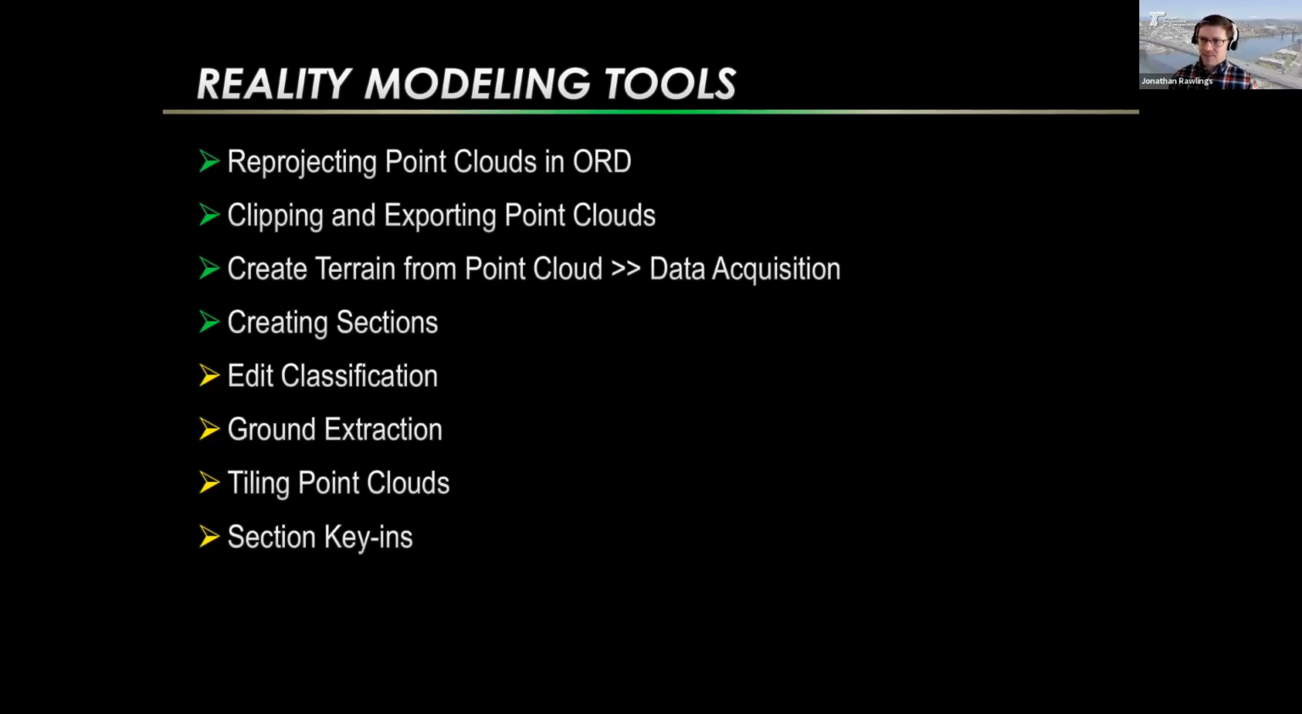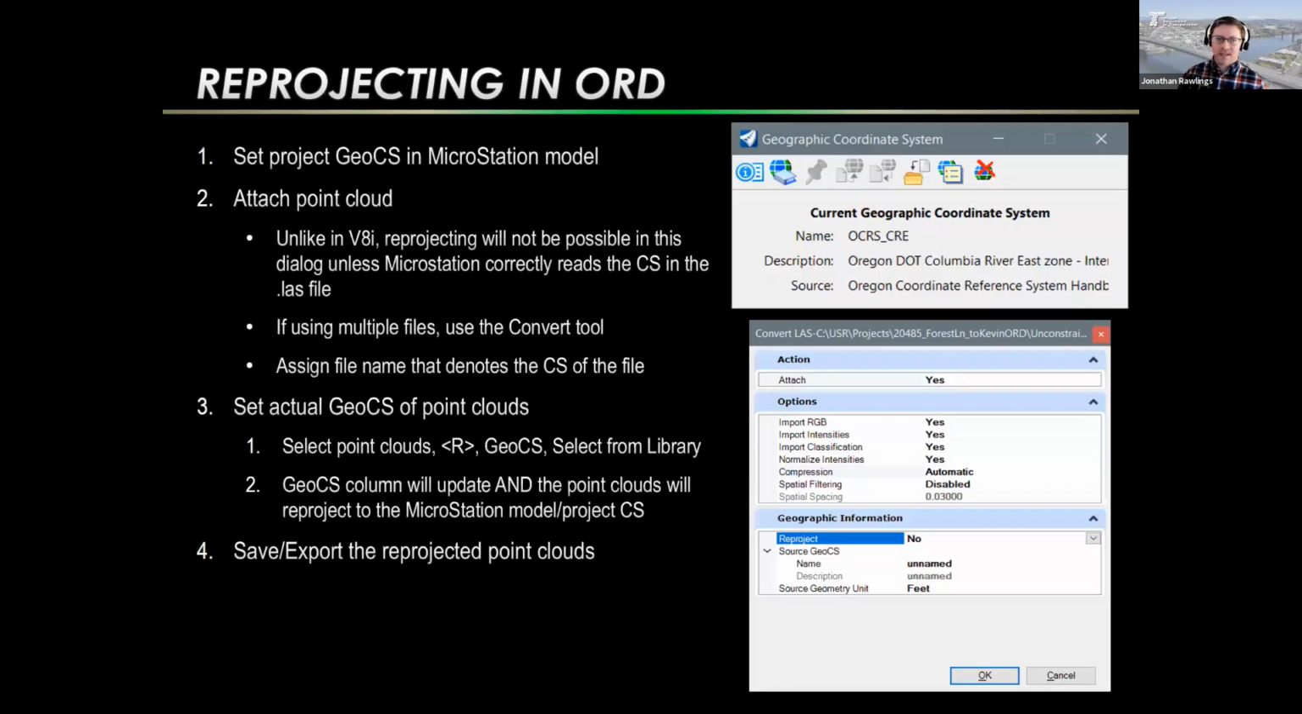And during that process, we'll also look at how to use sections to do that with the create terrain from point cloud. And if time allows, notice those have yellow bullets on them, we'll get into edit classification. And I do not think we'll get to ground extraction, tiling point clouds, or section key-ins, but I could be surprised.